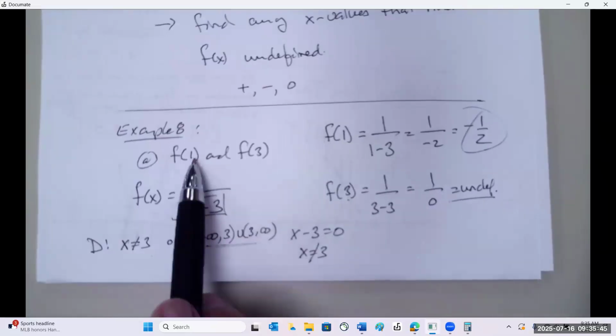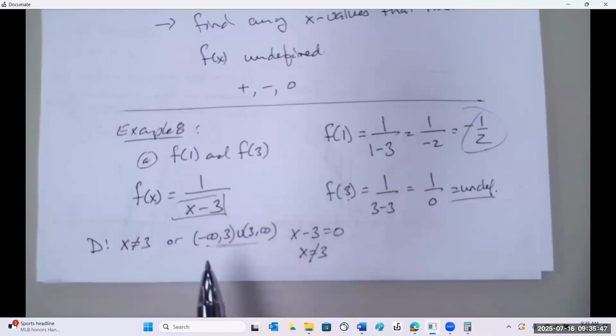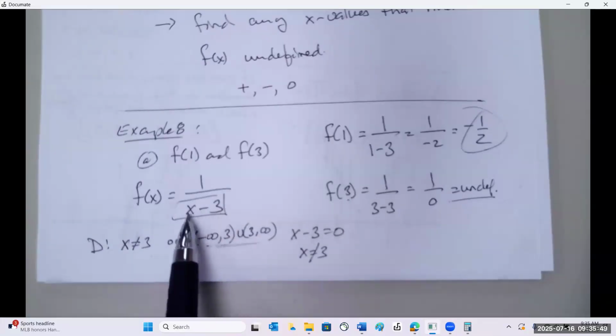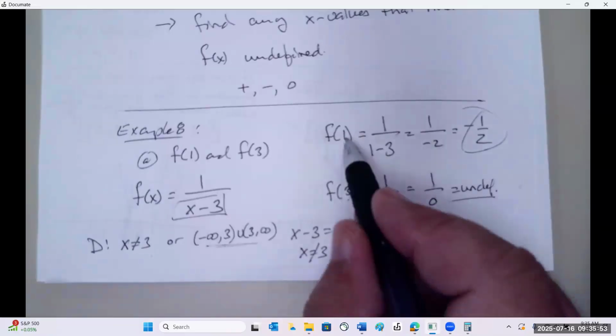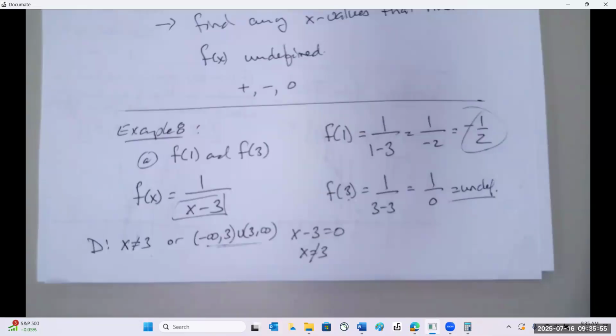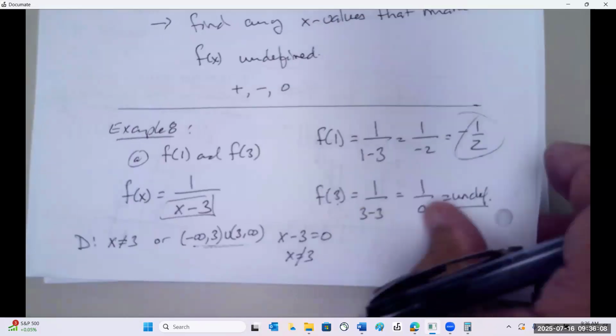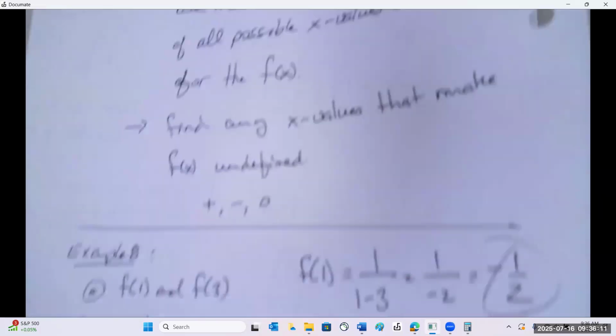So you could tell me beforehand which one's not going to work here, because we can see automatically that x cannot be 3. So 1's in the domain, 0's in the domain, negative 20 is in the domain. Again, what is the definition of domain? All possible x values that give you a solution to the equation.